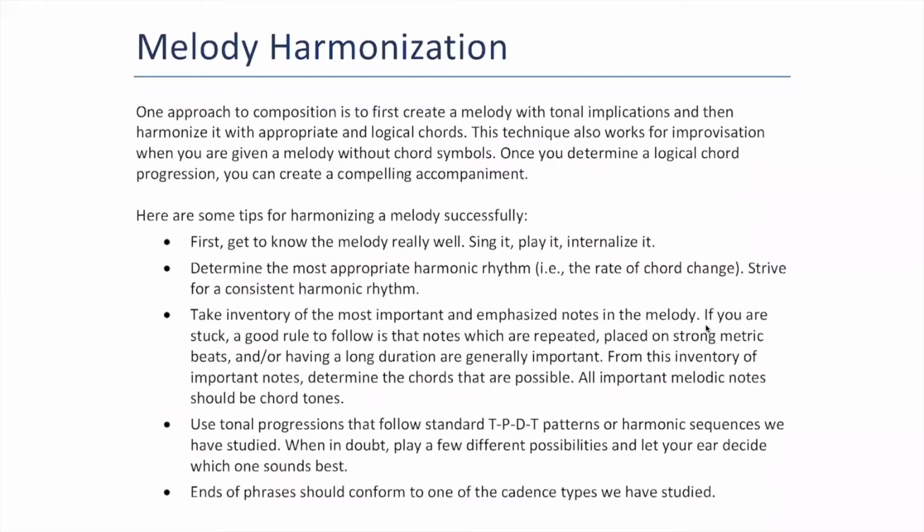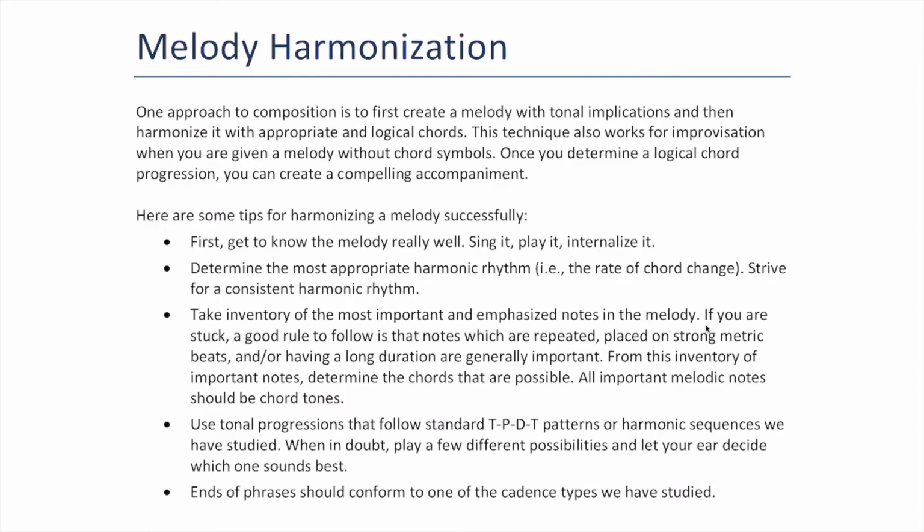Okay, so hopefully you have read the melody harmonization guide that I posted on Moodle for you. So the first steps are getting to know the melody really well, choosing how fast or slow the chords change. You always want to try to have a consistent harmonic rhythm if at all possible. Sometimes harmonic rhythm changes at a cadence, but really try to stick to something like one chord per bar, or one chord per every 2 bars, or one chord per every quarter note, etc.